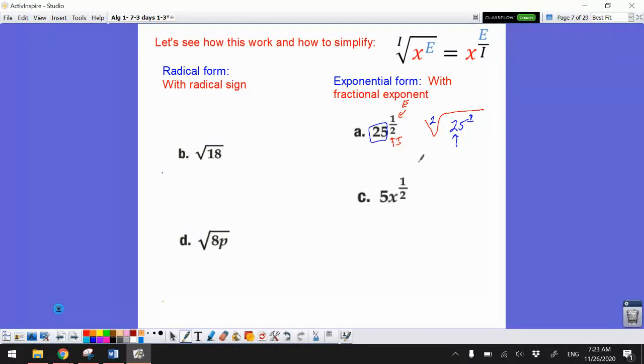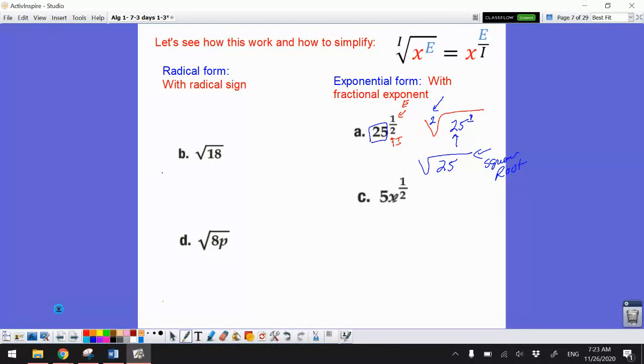Well, here's a couple things we need to know. We do not write the first power, so I don't need to write this 1. And I also do not write the power of 2, because this is known as a square root, which is a power of 2 or a 1/2 power. So we do not write the 2 in there.